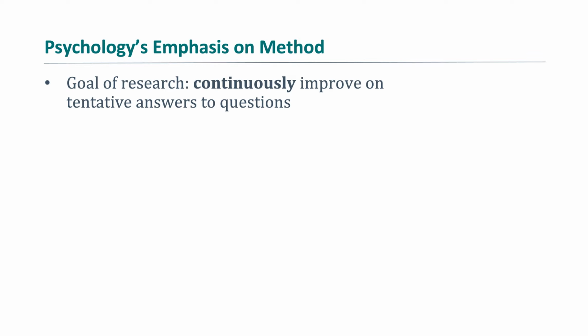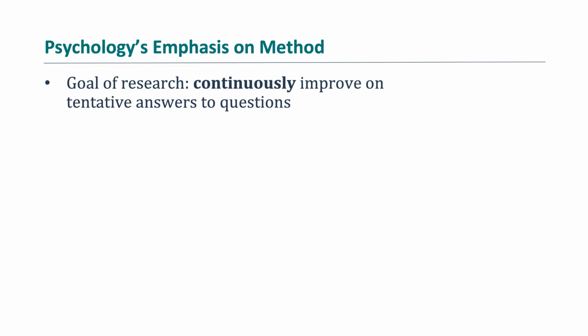So, first and foremost, let's talk about the goal of research. The goal of research is to continuously improve on tentative answers to questions. The goal of research is not to necessarily settle anything definitively, and that's often misconstrued. A lot of people think of science as this ever evolving field where we're trying to get closer and closer to what the reality of the world is.